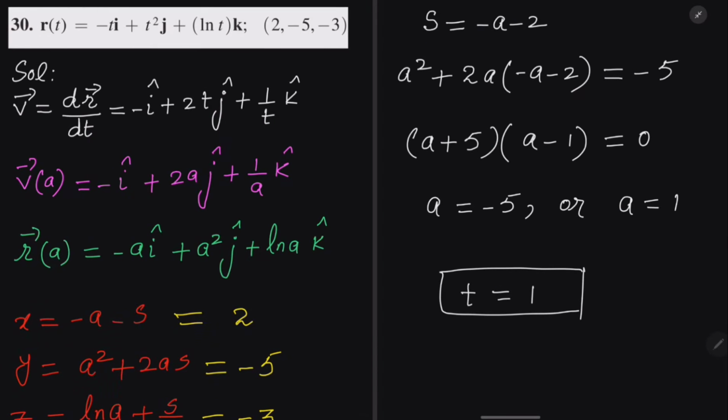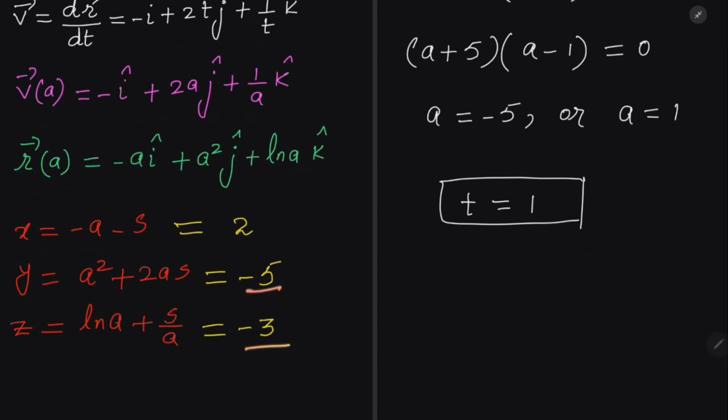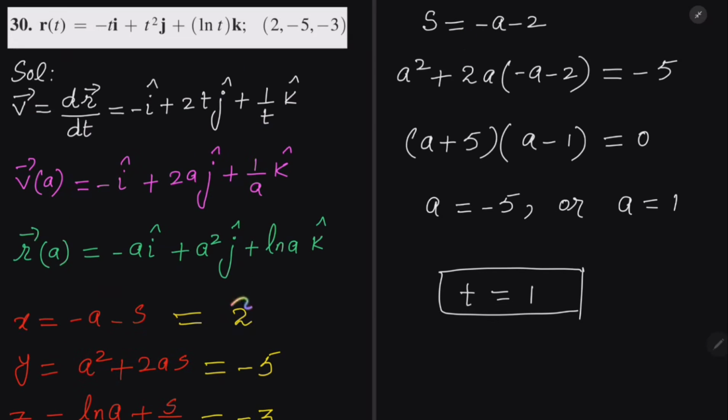So I hope this is the last question. The same thing: differentiate, find the velocity at t is equal to a, then the position vector, then the parametric equation. Put the given point in the parametric equation, since this is x, y, z, 2, minus 5, minus 3, and this is y and this is z. Finding s from here, put that value into the second one, and here we get two values. For example, these are the values for a, and from here we can get the answer.